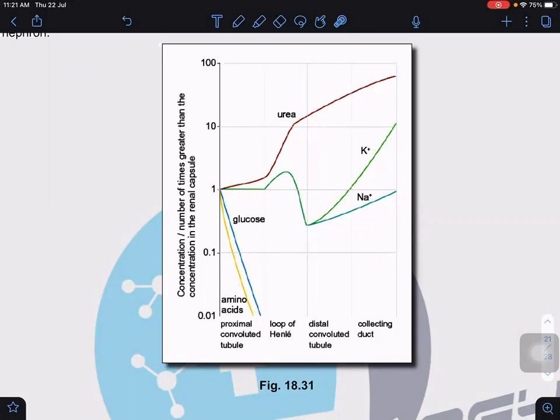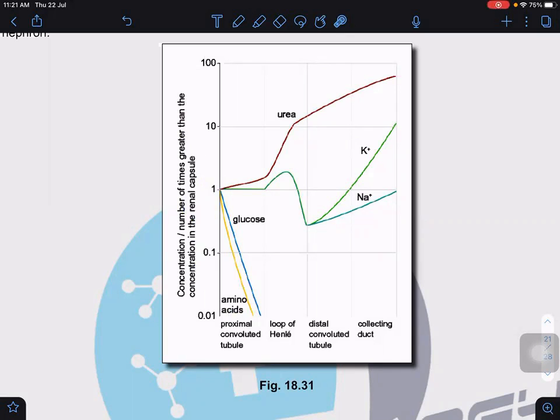Are you clear? Okay. So next, we look at the potassium ions and the sodium ions. Now, again, be careful. It doesn't mean that potassium ions and sodium ions have the same concentration. It's relative, where we compare to the number of times greater than the concentration in the renal capsule. So basically Bowman's capsule. So everyone starts with 1.